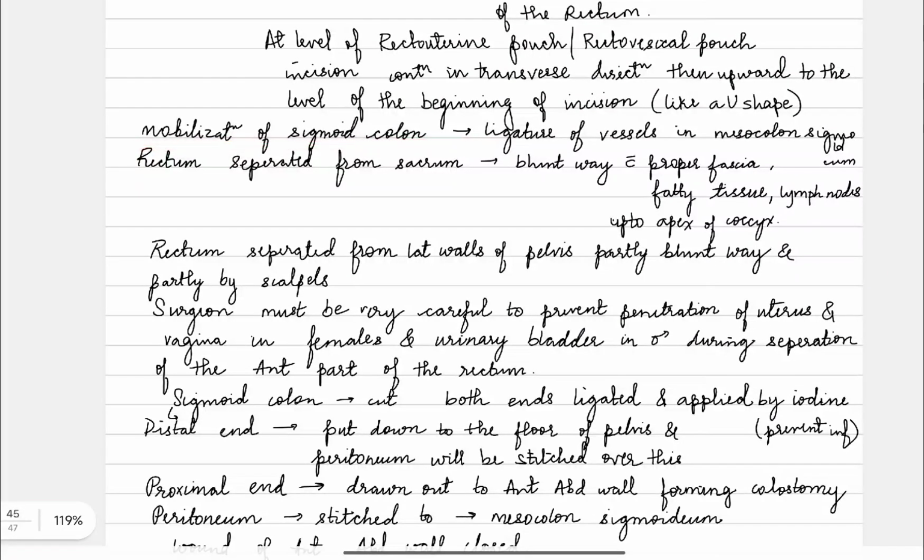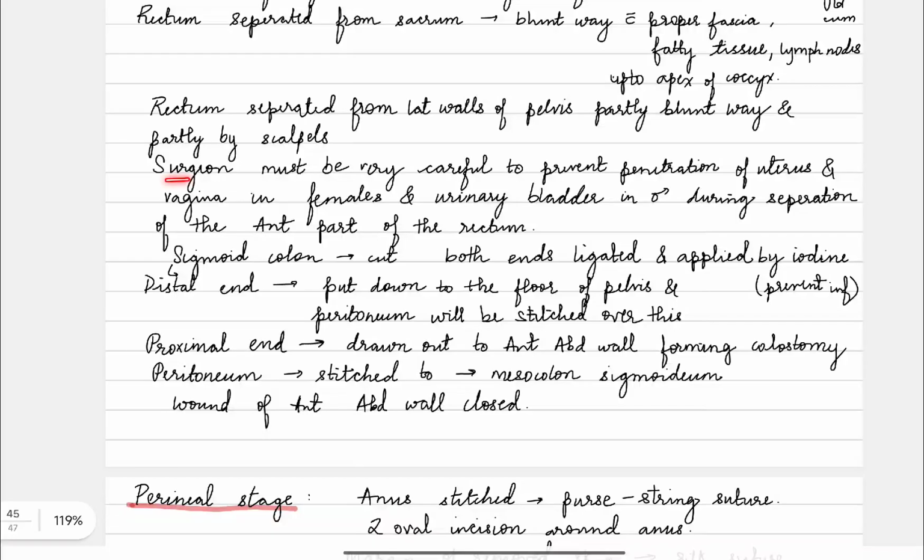Mobilization of the sigmoid colon, ligature of the vessels in the mesocolon sigmoideum. Rectum is separated from the sacrum in a blunt way with proper fascia, fatty tissue, lymph nodes up to the apex of the coccyx. Rectum is separated from the lateral wall of the pelvis partly in a blunt way and partly by scalpel. Surgeon must be very careful to prevent penetration of the uterus and vagina in females and the urinary bladder in males during the separation of the anterior part of the rectum.